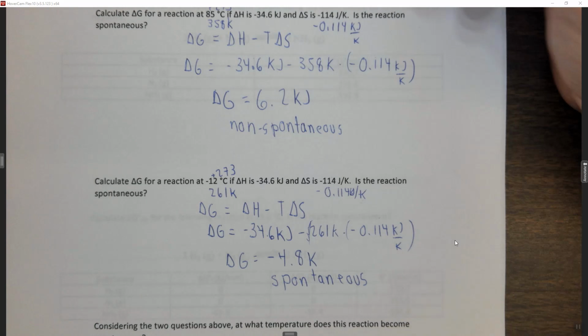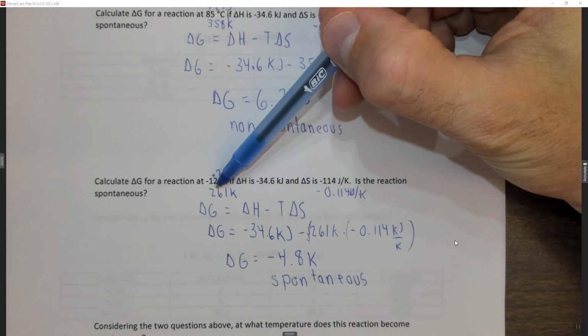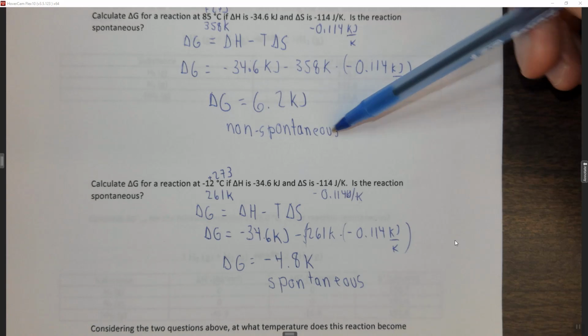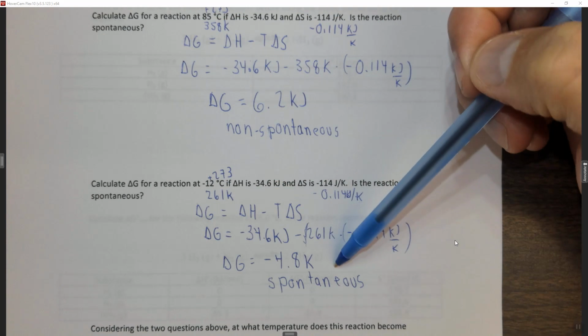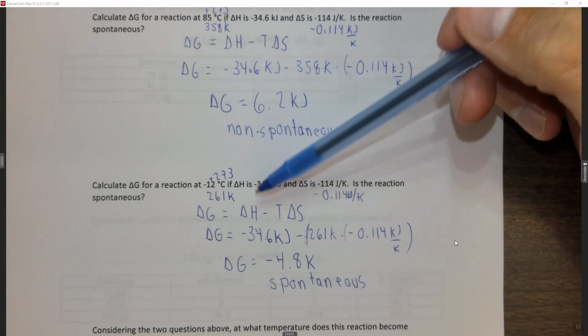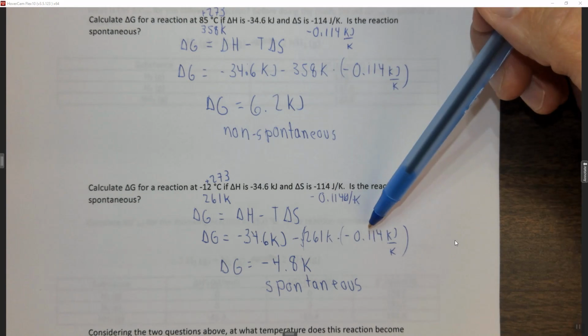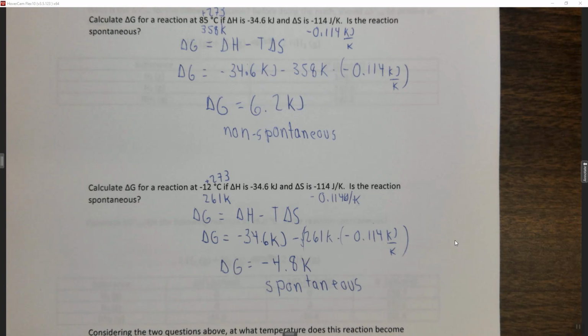So in the previous two questions, we found delta G at 85 degrees C for a reaction and at minus 12 degrees C for a reaction. And we found that at 85 degrees, it was non-spontaneous, and at minus 12 degrees, it was spontaneous, which again we found because the delta H is negative, and the delta S is also negative. In this case, the reaction becomes spontaneous at low temperature.